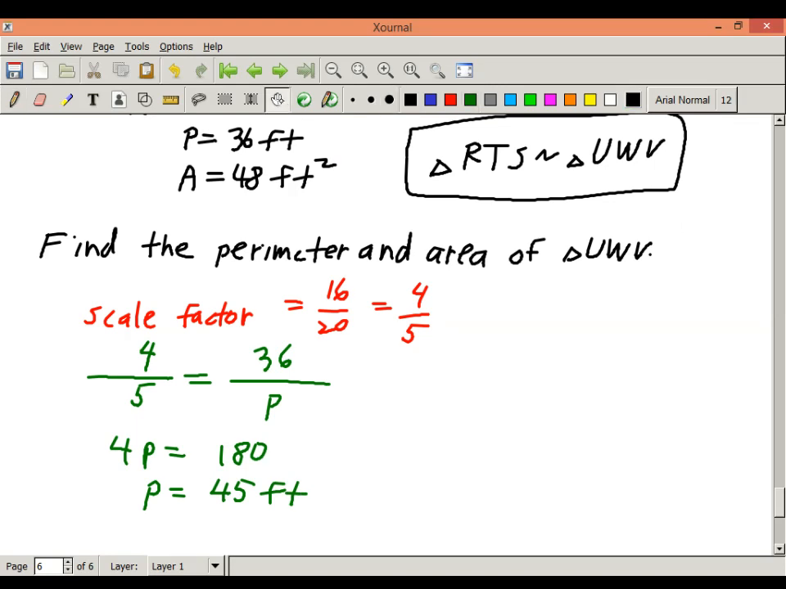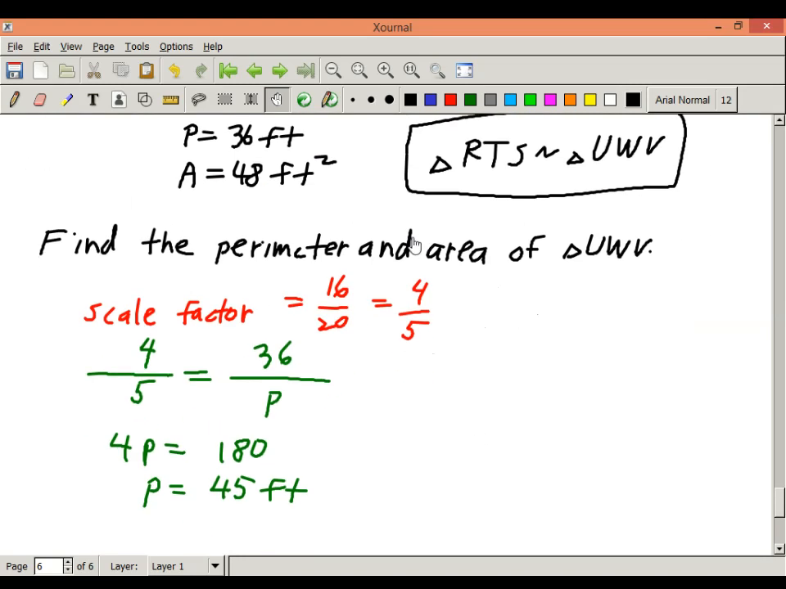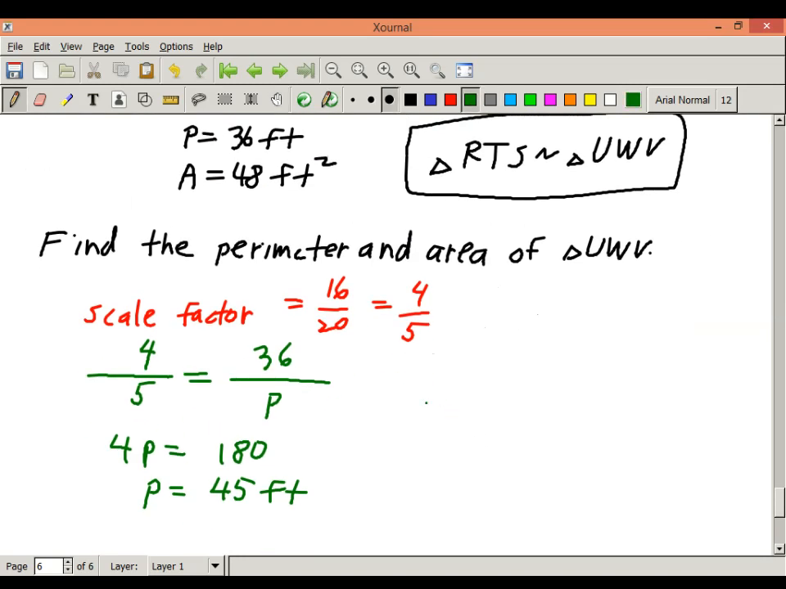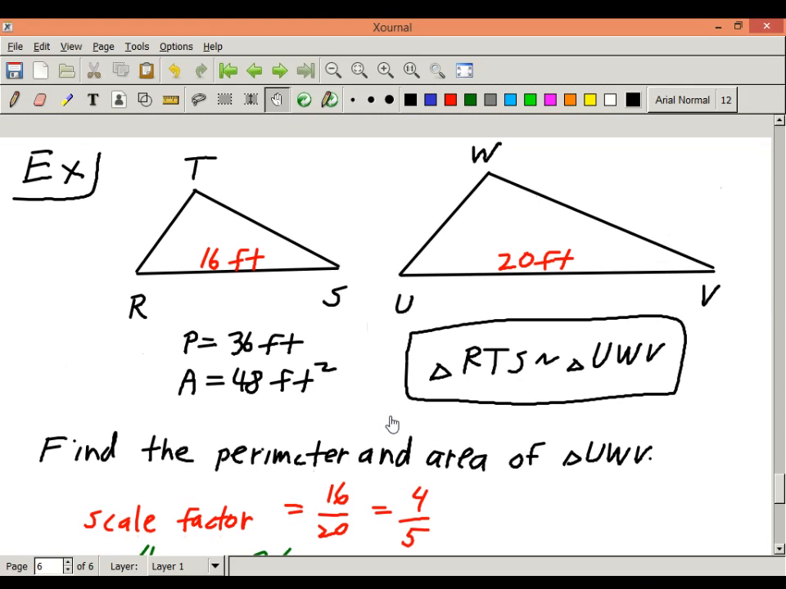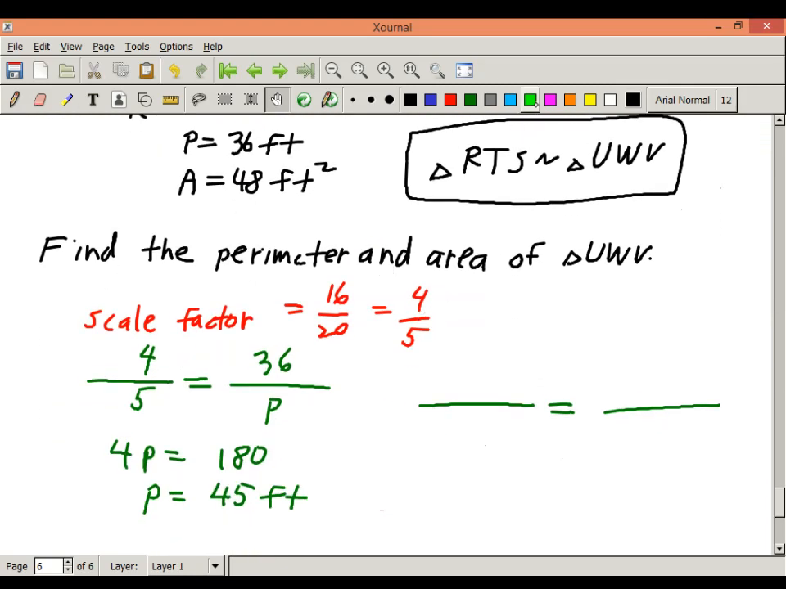Okay, so the last part of our problem is we're going to find the area of this second triangle by, again, setting up a proportion. But this time, when we set up our empty proportion, we're comparing the areas of two similar figures. And we said that the ratio of those areas is going to be the square of the scale factor. So we're going to have to square that 4/5. So when you square 4/5, you get 16 over 25. So that's going to be in our proportion, the 16 over 25, the square of the scale factor, because the ratio of those areas.